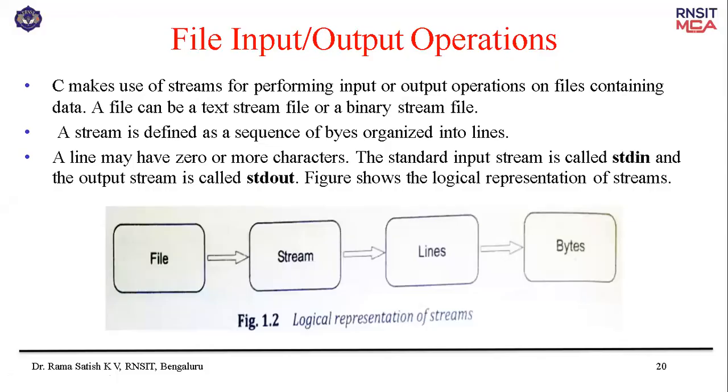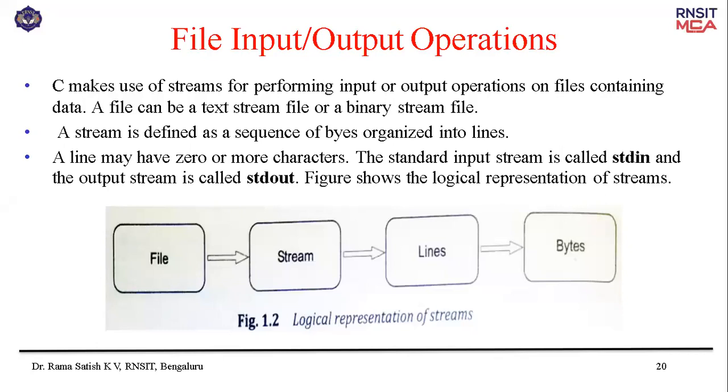Before we discuss what exactly file handling is, we should know what a stream is, what a file is, what a line is, and what a byte is. In fact, C makes use of streams for performing input or output operations on files containing data. Yesterday we saw variables and, before that, constants. A file is one such data storage component, which stores its contents, that is data, on your hard disk, a secondary storage device, whereas variables store data in RAM, random access memory.